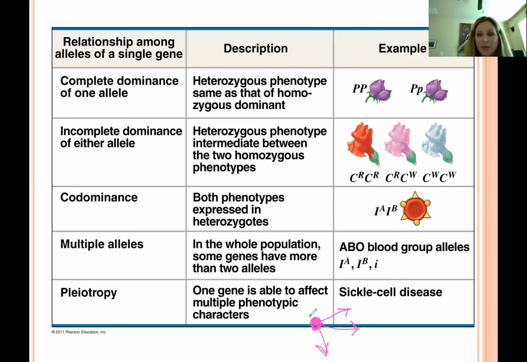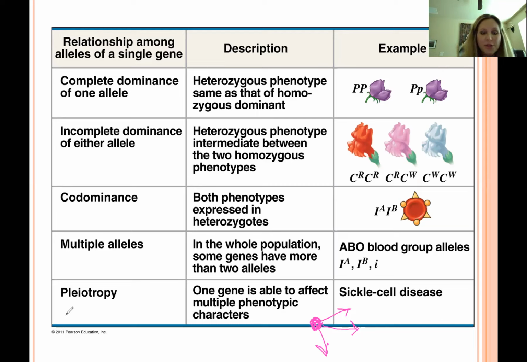One gene can cause a bunch of different outcomes, like the sickle cell gene. One mutation can cause multiple effects, like fatigue, blood clots, tingling and numbness in the extremities, heart issues, stuff like that. So usually anytime you see a genetic disease, that is an example of pleiotropy, because it's one gene having multiple effects on a person. Okay, so let me compare that to polygenic inheritance.